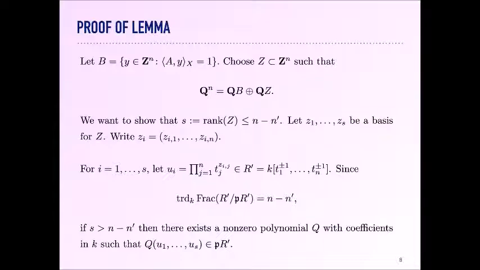Of course, not every subgroup of Z^n splits off as a direct summand, but it does if you tensor with Q. So once you tensor with Q, this B is some finite dimensional subspace, so I can choose a complementary subspace and then intersect that with Z^n, and I get some Z. We want to show that the rank of Z is less than or equal to n minus n prime, because that implies that the rank of B is greater than or equal to n prime.